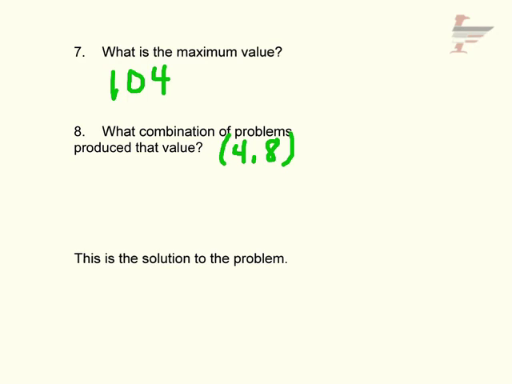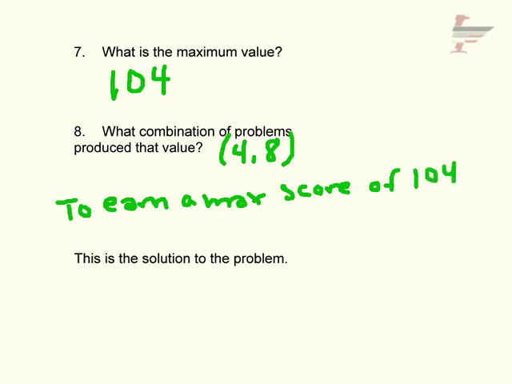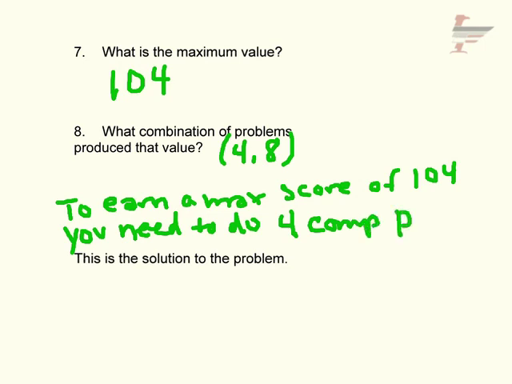So finally, what is the maximum value? 104. What combination of problems produces that? 4, 8. So to earn a maximum score of 104, you need to do 4 computation problems and 8 graphing problems. This is an application of linear programming.